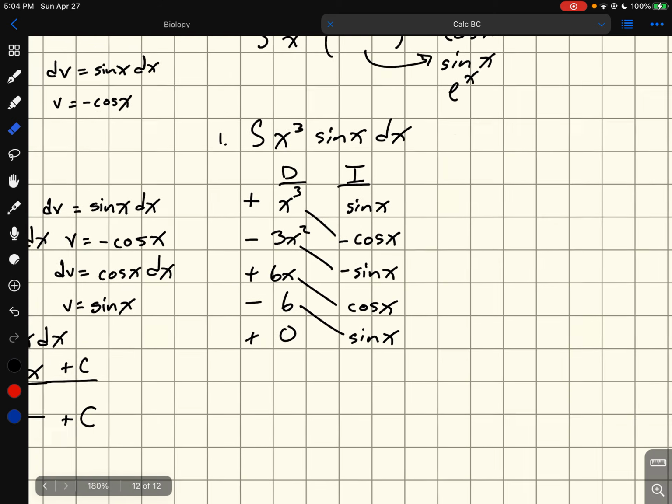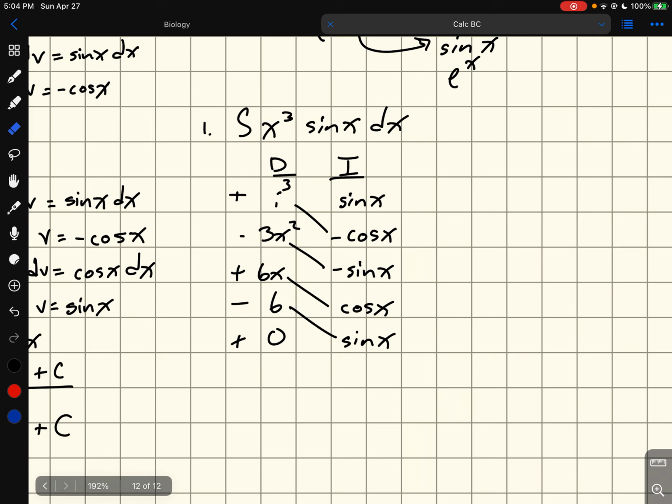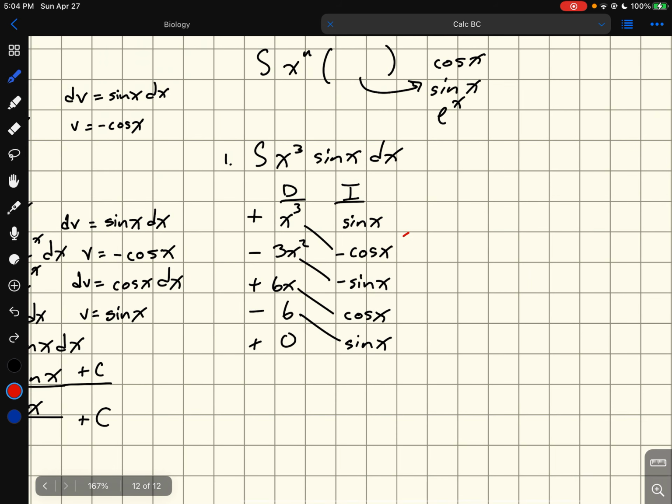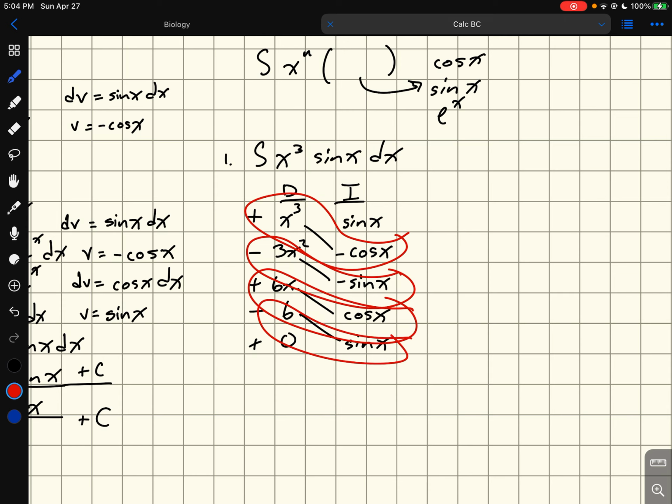So that's how you do the DI method. Always remember, you start with a positive number, and then you change the sign, negative, positive, negative, positive. You're just alternating. And these lines go diagonally down one. Then all you're doing is putting these together and adding all those together, whichever ones are connected with a line.